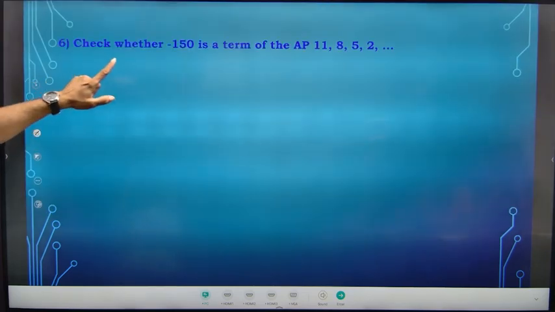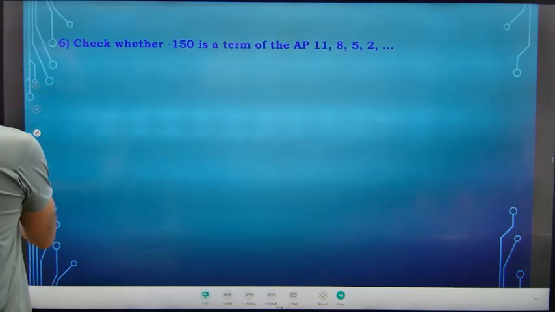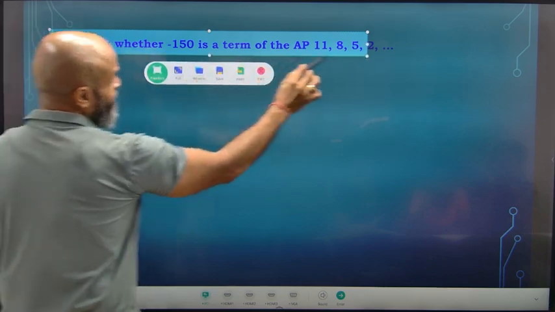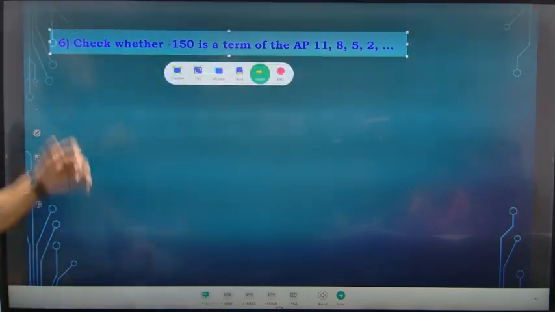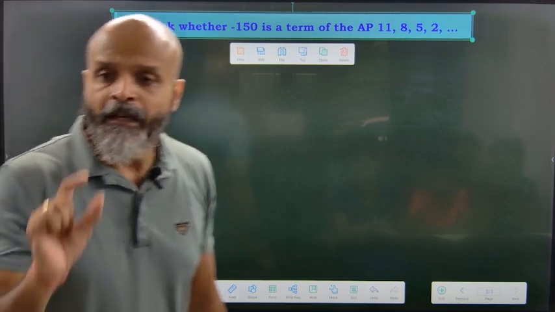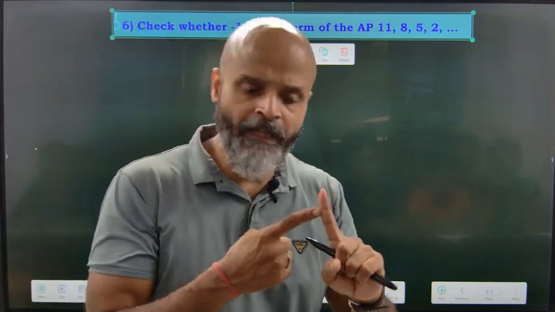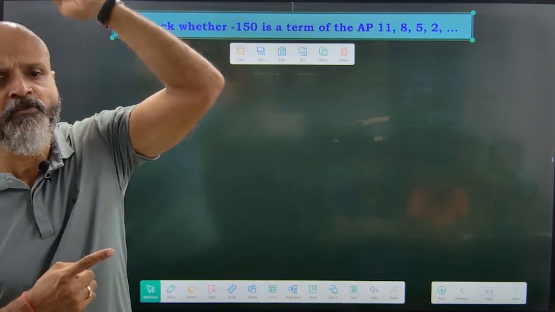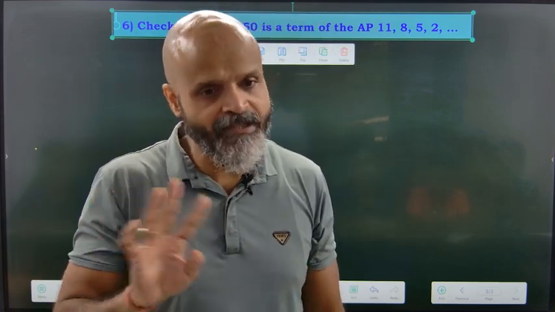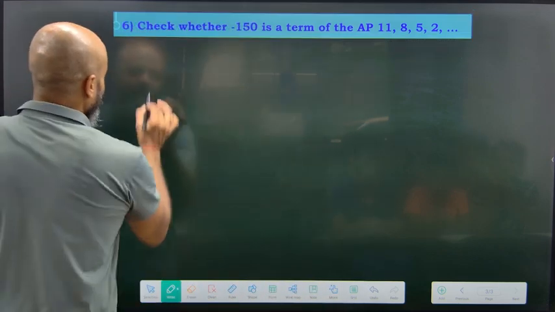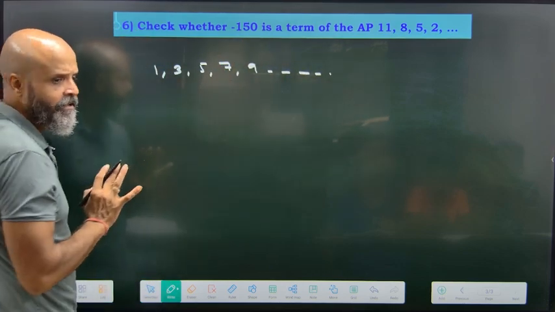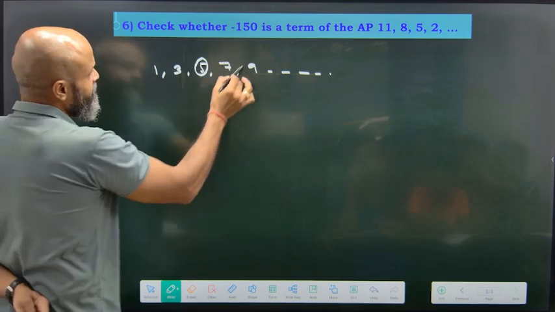Check whether minus 150 is a term of the AP. So you have to check. Here we are not saying that minus 150 is a term, but it can be. So how do we check on this one? Let us see: the number of terms of an AP can be 1, 2, 3, 4, 5, 1000, 100,000, anything, but it cannot be 1.5 or 2.5. Look, if we are saying 1, 3, 5, 7, 9, let's say this is an AP, obviously it is. So I can say the third term is 5, the fifth term is 9.